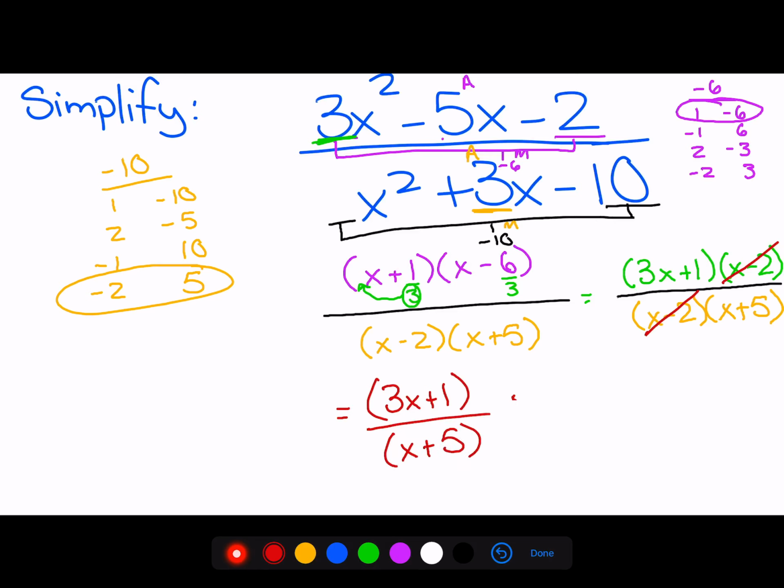What value can x not be? Well, x cannot be equal to negative 5. If x is negative 5, our denominator turns to 0, and we cannot divide by 0, so x cannot equal negative 5.